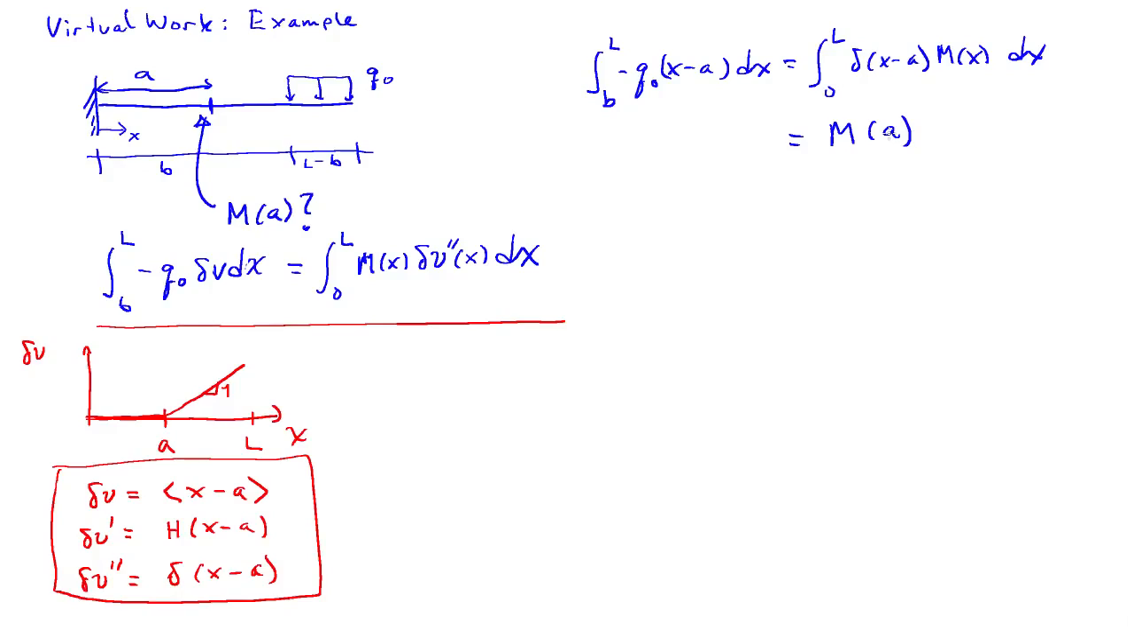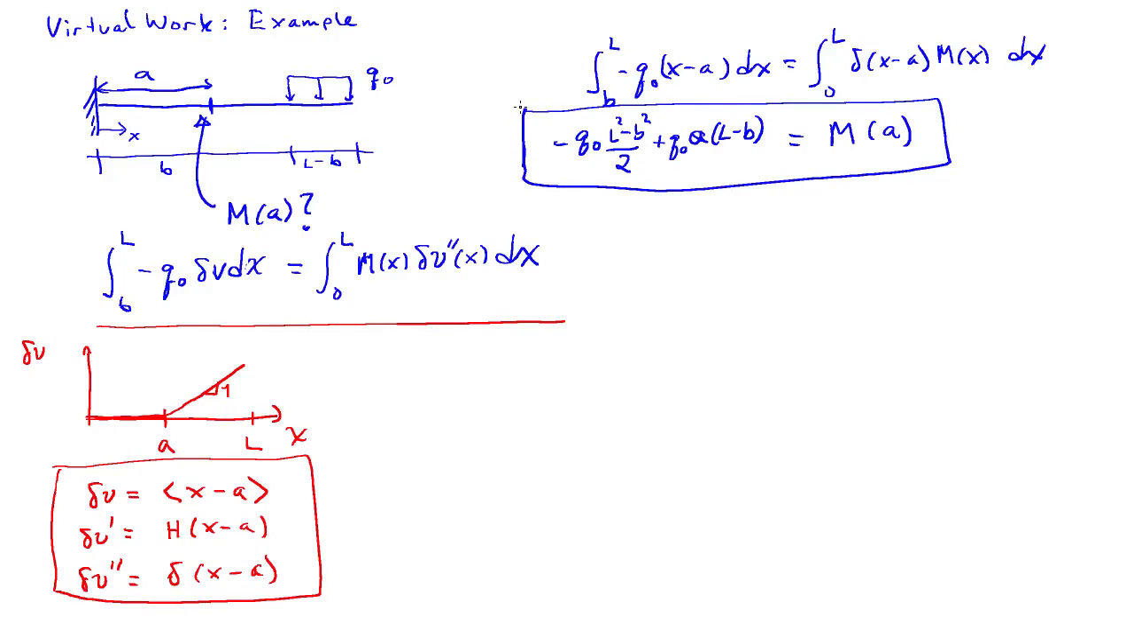And on the other side here, I'm going to get minus Q naught. I'm going to integrate x. I get x squared over 2, so that'll give me L squared minus b squared over 2. And then when I integrate minus Q naught times minus a, I'll get plus Q naught a times L minus b. So that gives me the moment I was looking for, and I was able to achieve that by picking one particular test function.